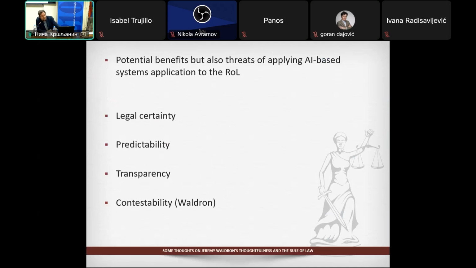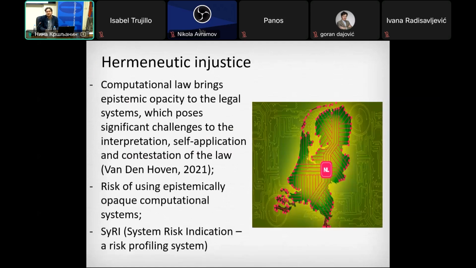Also, AI application can jeopardize contestability as an important element of Waldron's understanding of the rule of law. Also, it can cause hermeneutic injustice. I talked about that in some previous papers. So according to some authors, computational law brings epistemic opacity to the legal systems, which poses significant challenges to the interpretation, self-application, and contestation of the law. And one example of such systems is CEENJ, which was implemented in the Netherlands.